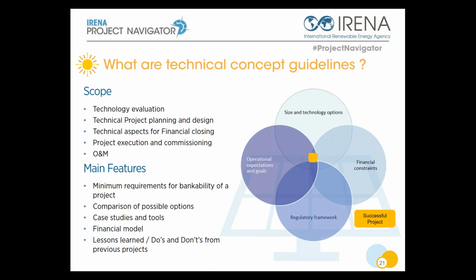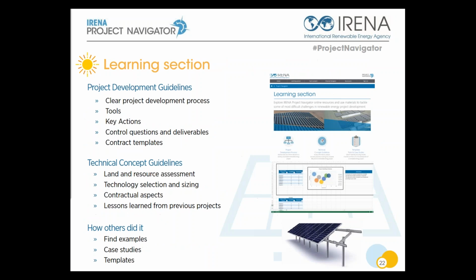We have main features, let's say, that relate to the minimum requirements to have a bankable project. We help you to make different options and comparisons about the possible options you have to structure a technical project. We provide case studies, tools, and also, now for the first time with the solar tool, we will provide a financial model that helps you to model your renewable energy project and have a basis for discussion with the banks about the performance of your project.